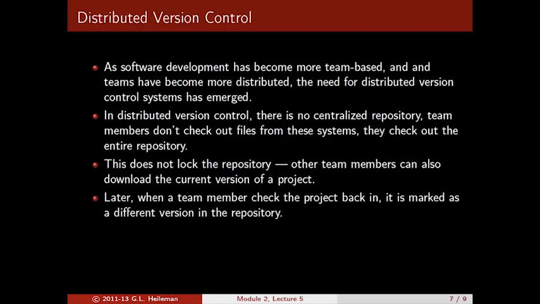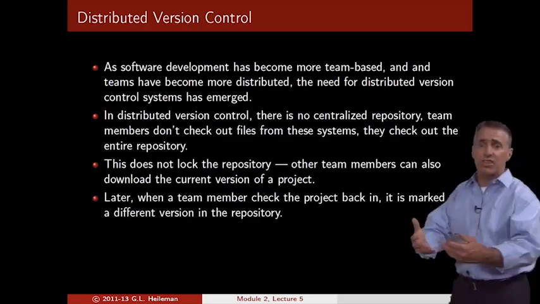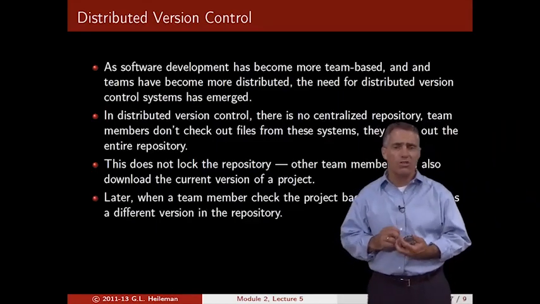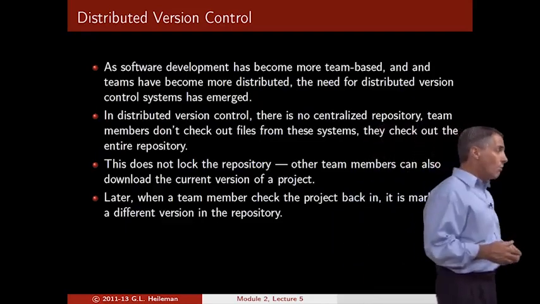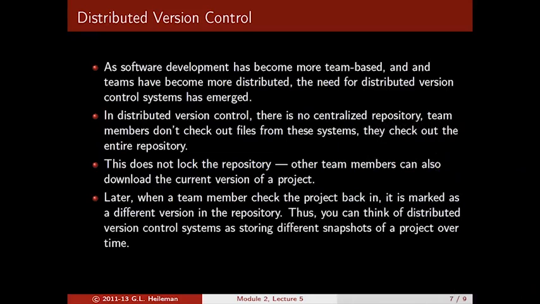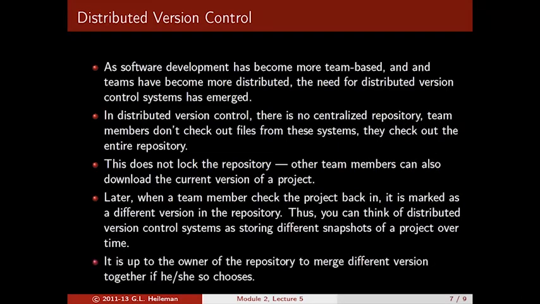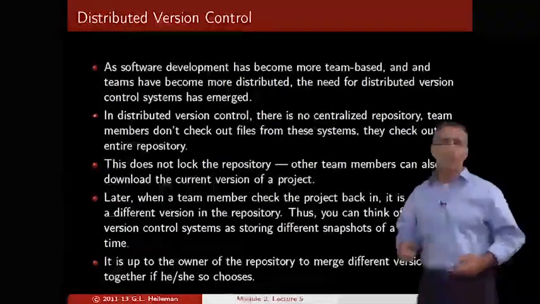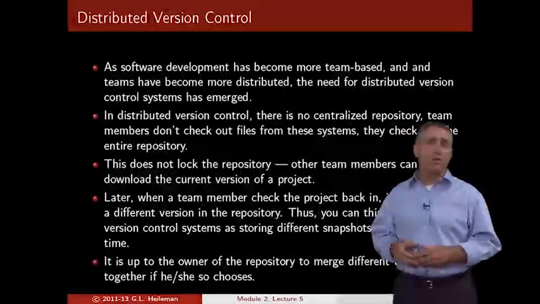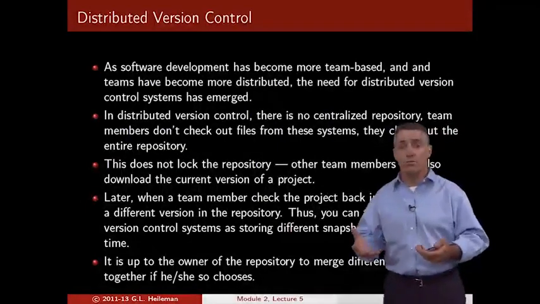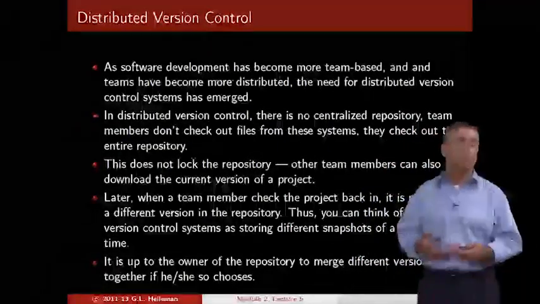This presents a problem, though, because what happens when you want to put these things back together again, when you want to check the project back in? Well, you've got to mark those differences and try and merge them. And so that's what tends to happen with distributed version control systems. You have these snapshots that you must merge together at a later point in time. And typically, it's the owner of the repository that's responsible for doing that merging. And the merging itself is usually accomplished with the help of some tools, merge tools that help you with this process.